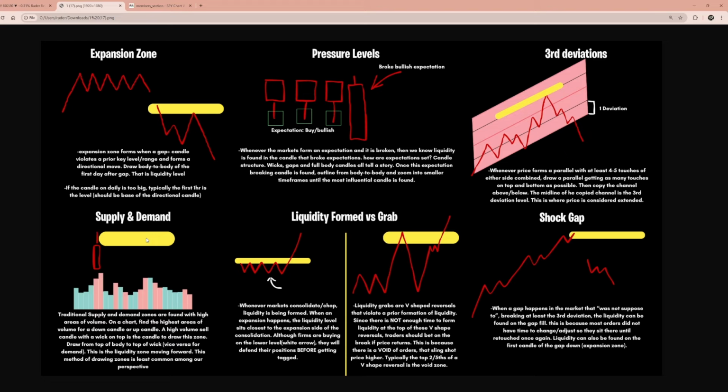However, there is an actual way to draw these in a traditional sense using volume. The first thing you want to do to spot a quote-unquote supply and demand zone in its truest form is you want to find a red candle with a wick on top that got rejected down with high volume. Once you see that, the zone is simply from top of body to top of wick for a resistance level, or with a big green volume and big green candle up, it's bottom of wick, bottom of body. That would be your zone.